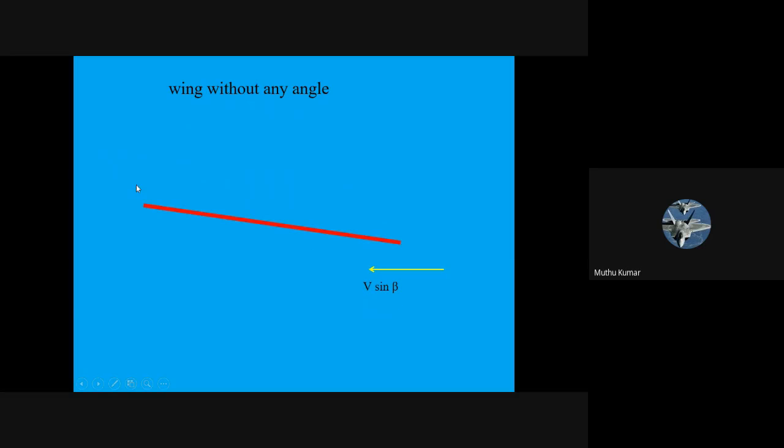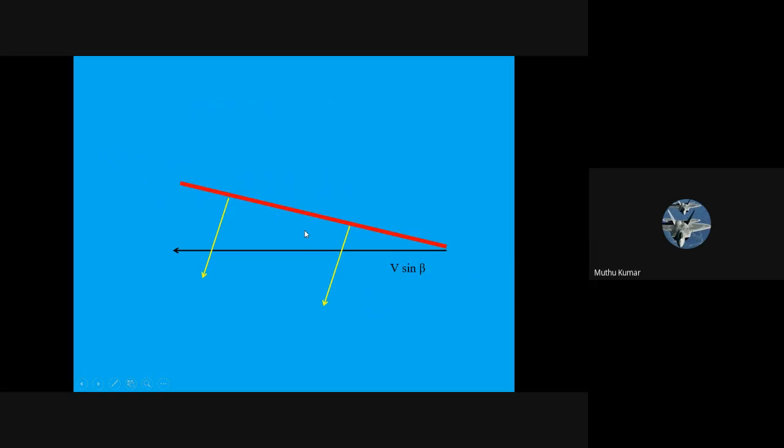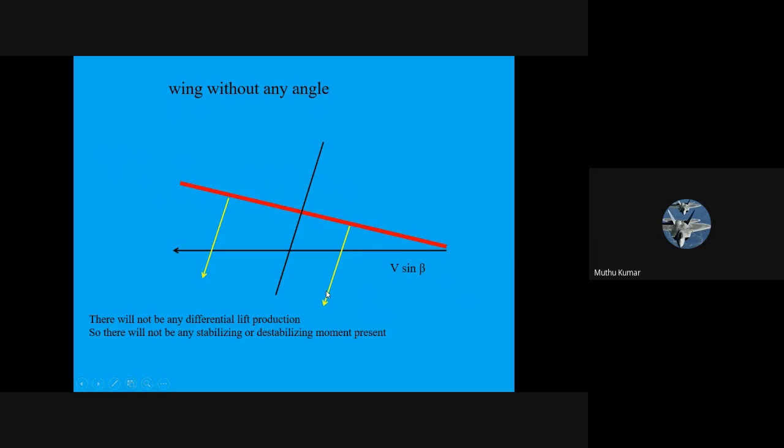Look at the V sin beta and this wing for just a minute. What angle will this produce? As simple as that. It is at a negative angle of attack. Correct? Absolutely. So a wing without any angle will give you lift production in this direction, the downward direction. So downward direction means, in turn, it will pull the wing in the same direction.